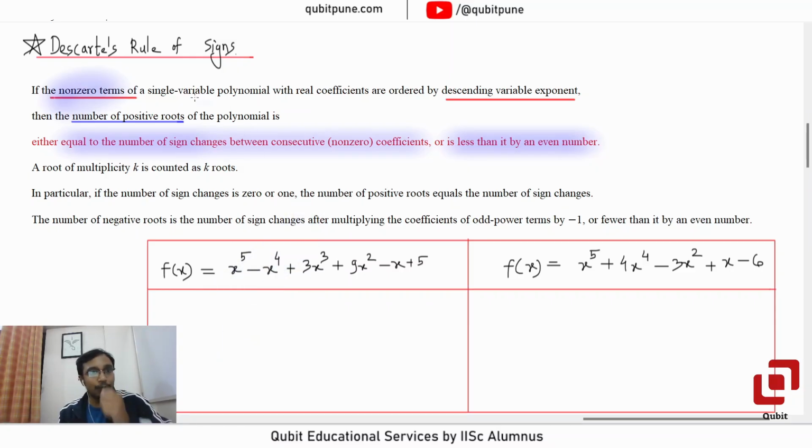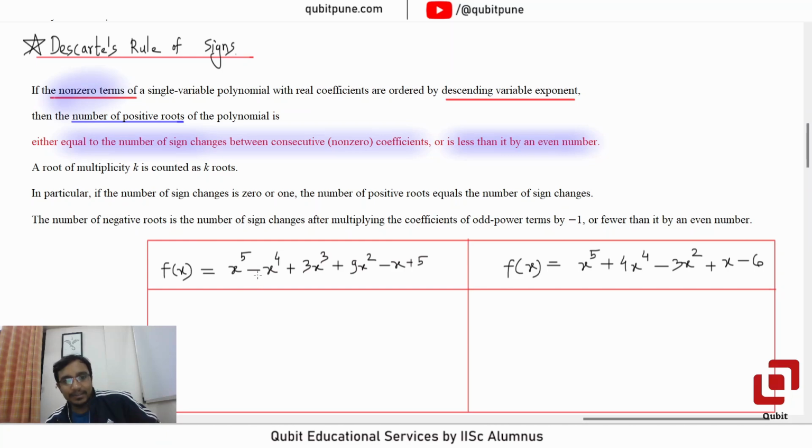Then how many positive roots can it have? It is either equal to the number of sign changes between the consecutive non-zero coefficients, or is less than it by an even number. And even if a root is occurring k times, that is called multiplicity k, algebraic multiplicity k, we count it as k roots. That means if a root is coming 3 times, we consider them as 3 roots. Now let us apply this part of the Descartes rule to these two polynomials.